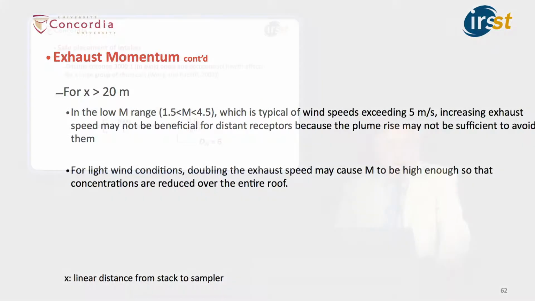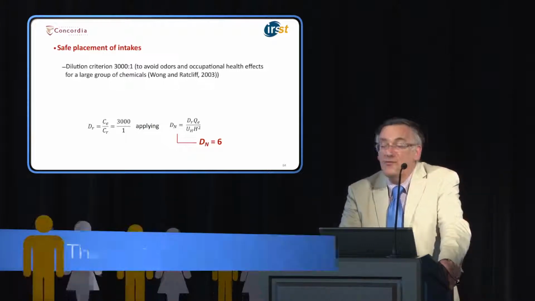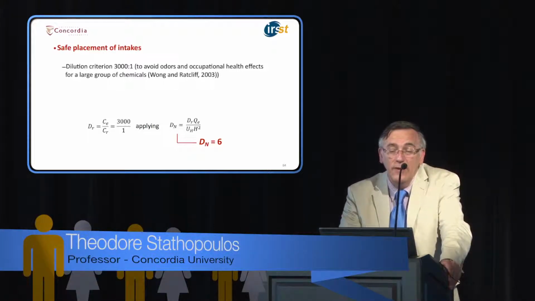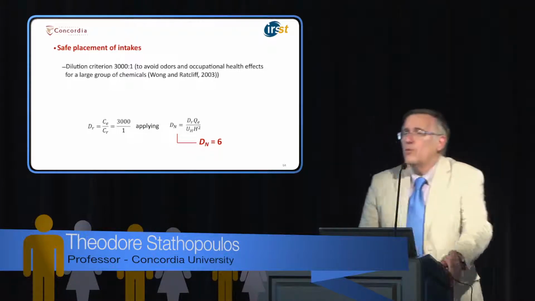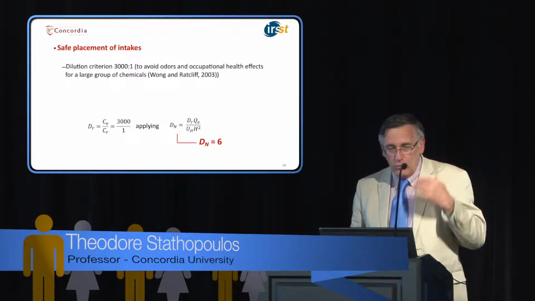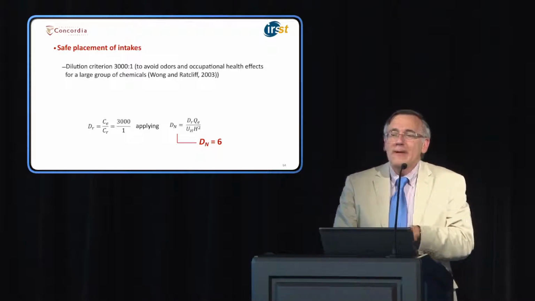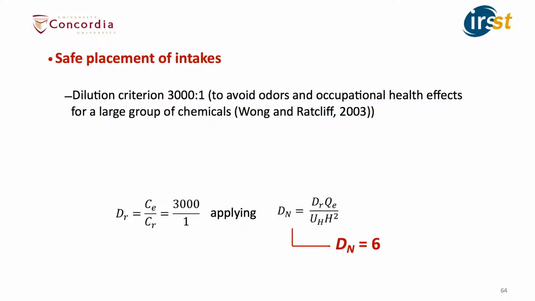Now, if we look in terms of safe placement of intakes, like where should I put the intakes and so on, this is always a problem if you think about it, which always worried me. This is because the actual criterion that you have to use here depends on the actual substances. And the substances will be different from building to building, and depends on the utilization of the building from case to case, right? So how do we go about it?